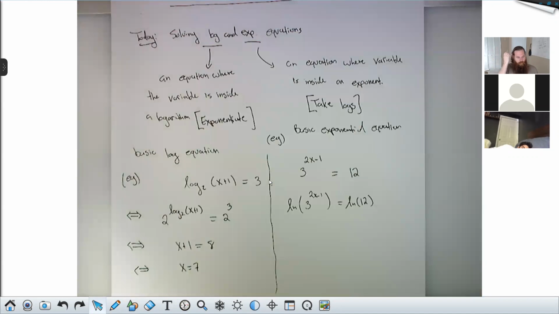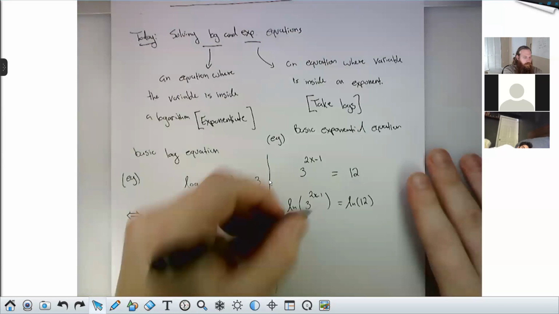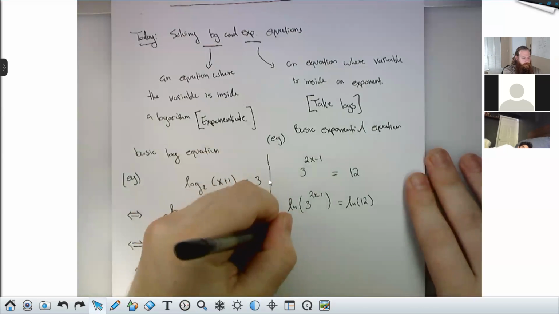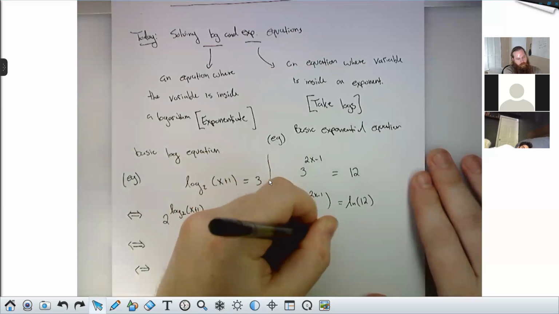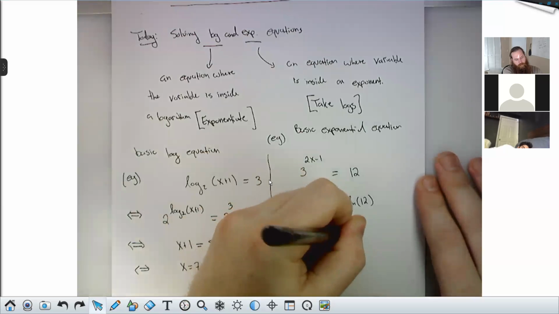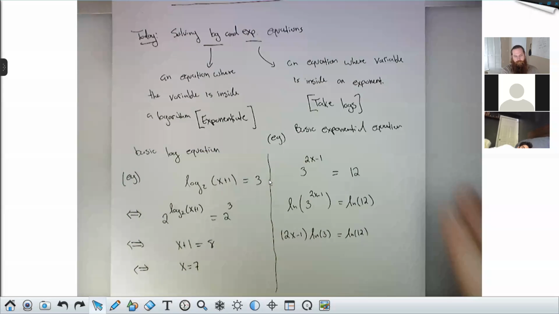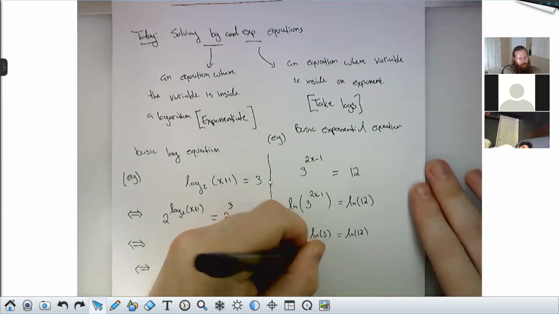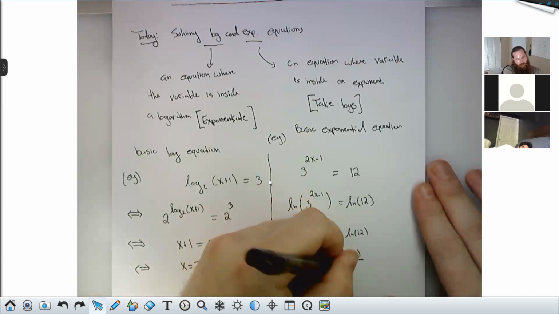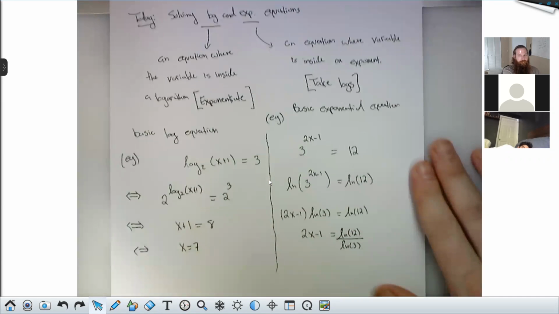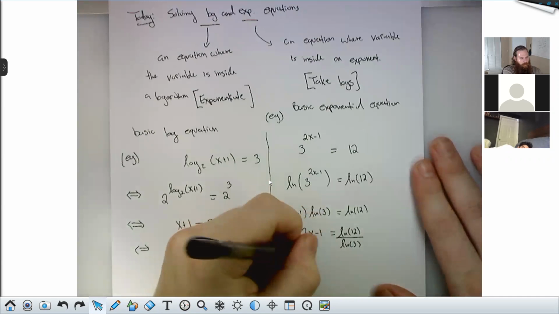And you can use the rules for logarithms to bring this power down front. So that would be 2x minus 1 times the natural log of 3 equals the natural log of 12. We can divide both sides by ln 3. And then we can add 1, divide by 2.